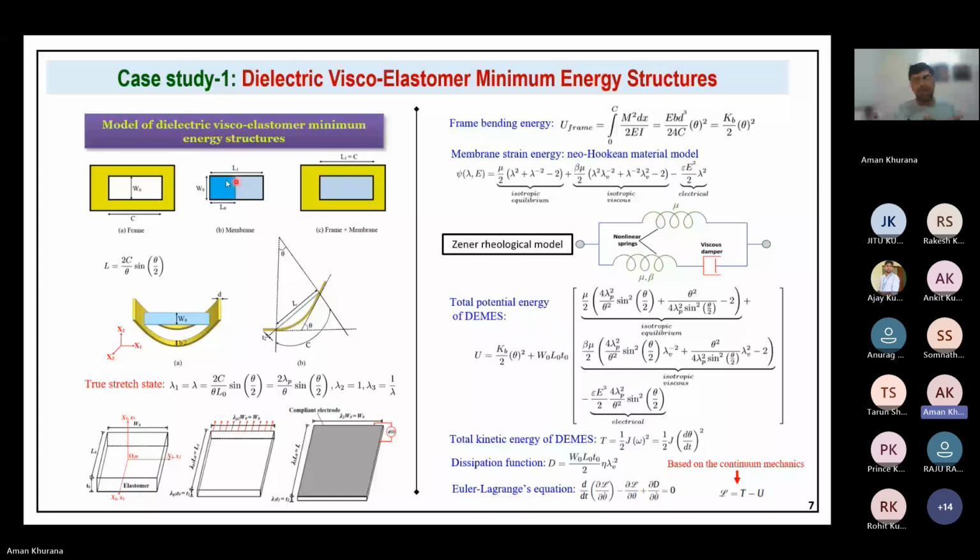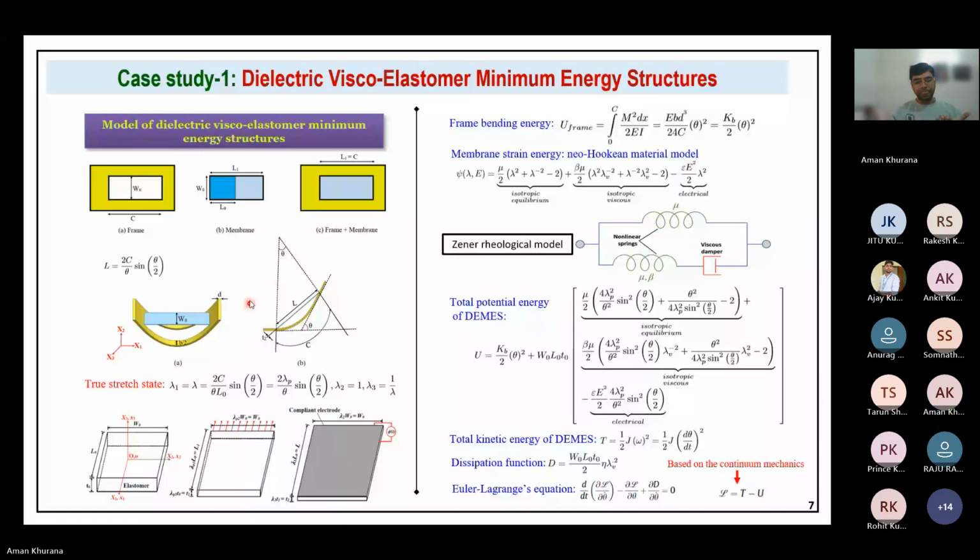So when you incorporate this, you can see you have an isotropic equilibrium part as well as an isotropic viscous part. So that basically is going to help you in evaluating how your membrane viscoelastic behavior will govern the attained initial angle and the final angle of the DMS actuator.